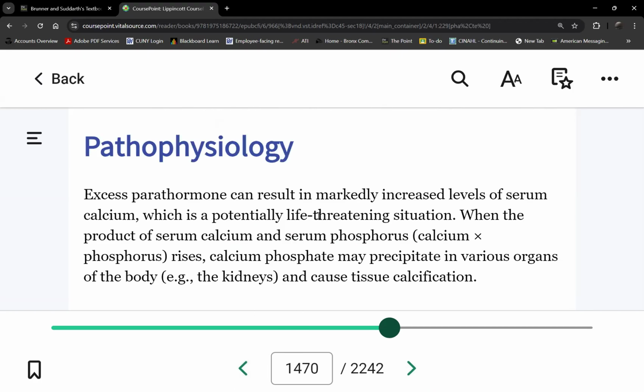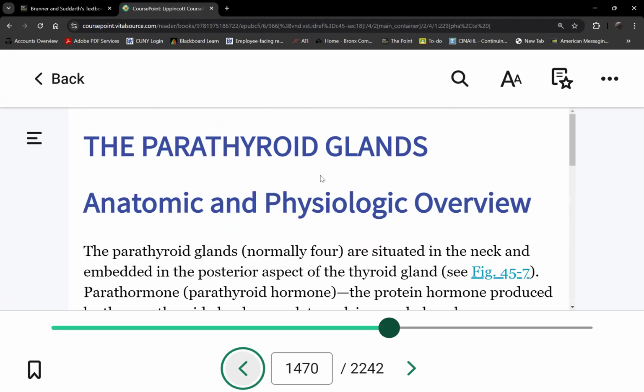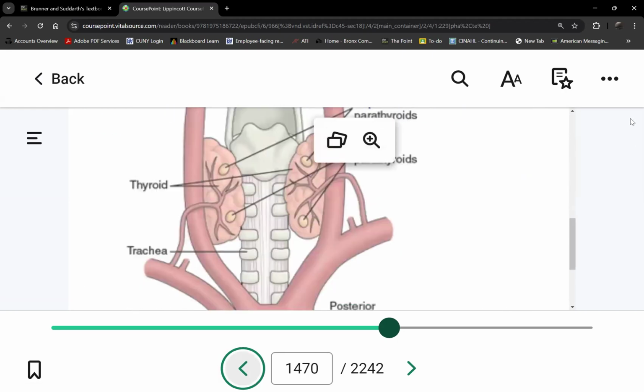So here on the anatomy, look at how small the parathyroid glands are, like the size of a booger. So when a tumor grows on it, the tumor doesn't have to be on all four. A tumor growing on just one parathyroid gland is enough to cause hyperparathyroidism.